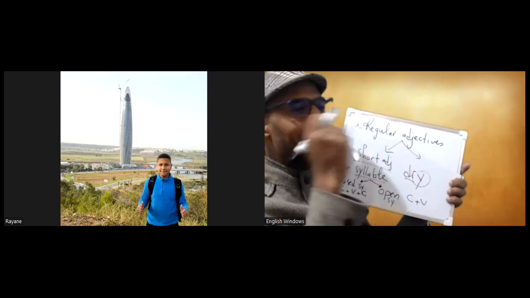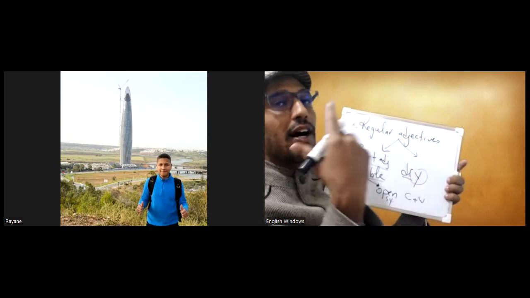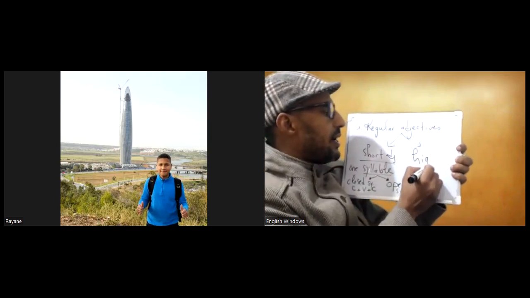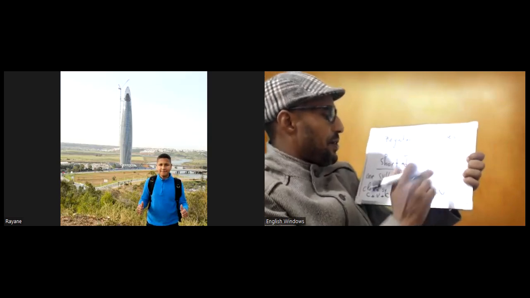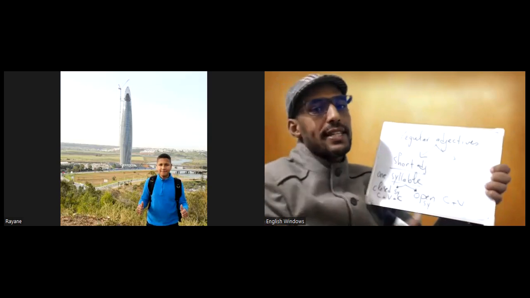We say dry, I, this is a vowel sound, right? It's not a consonant. And then high again, high, great, good. So when we have a consonant and a vowel sound, that means it's an open syllable, right? Okay, that's it.